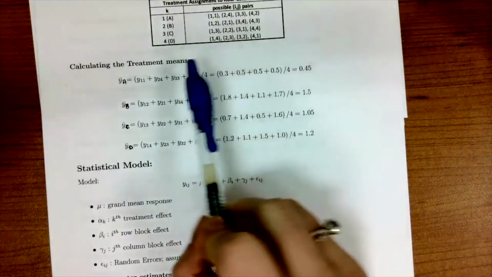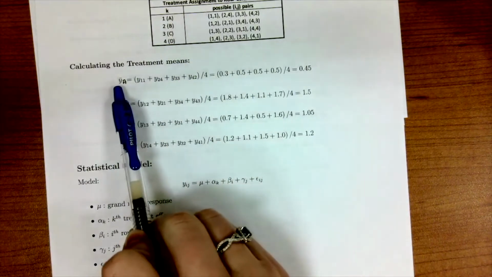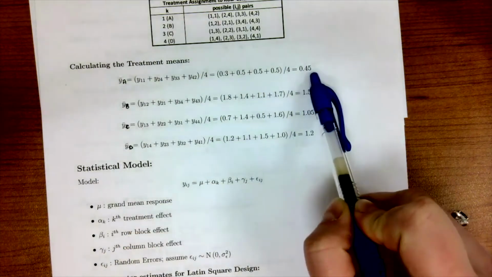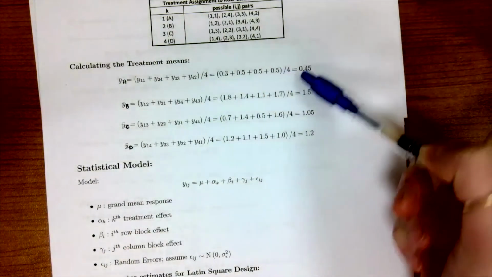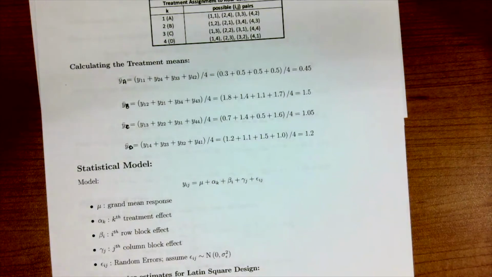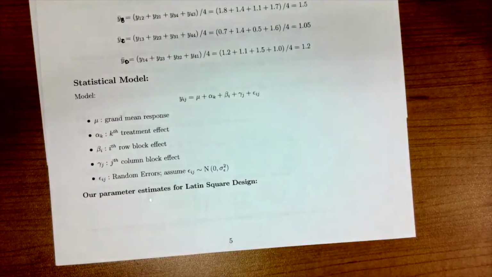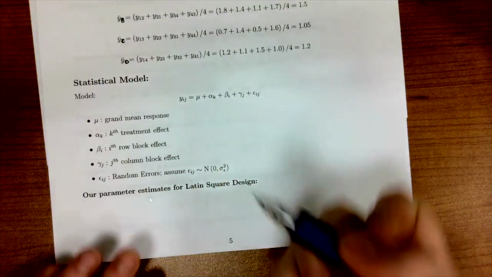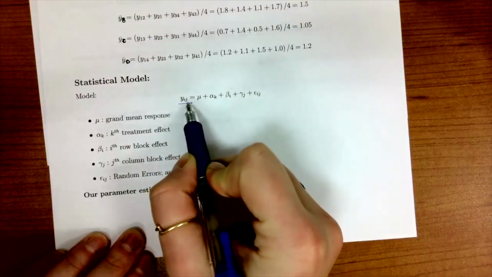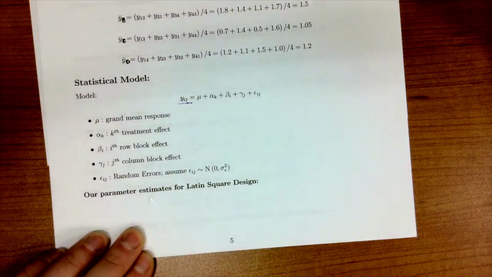Here's how you would calculate your treatment means. Our treatment mean for alpha is 0.045, and we just talked about it, but this is looking at it through a mathematical notation rather than highlighting. Our statistical model for a Latin square is here, where we have our response, Y_ij, because we only need to know the row and the column to be able to uniquely identify the observation.